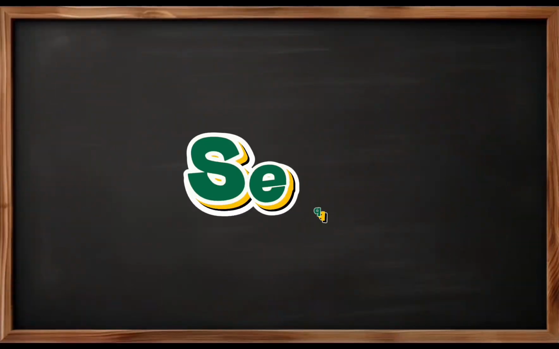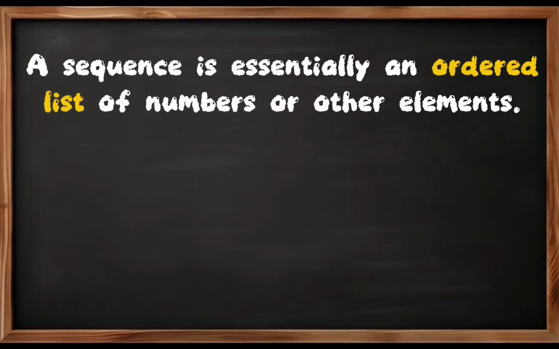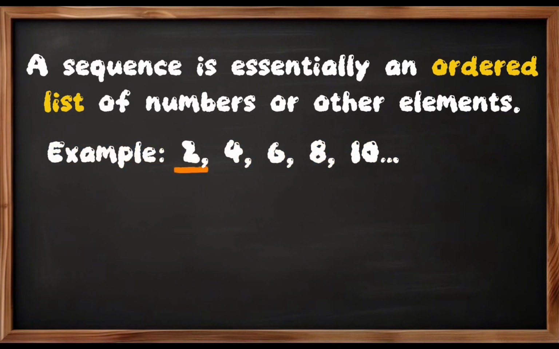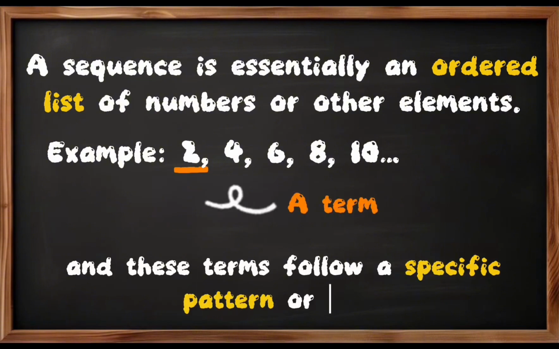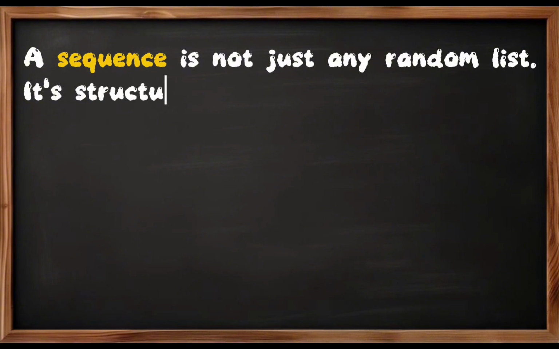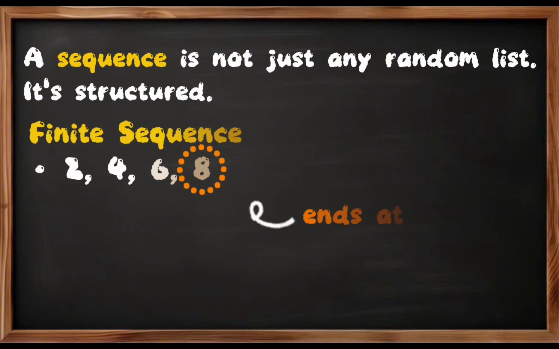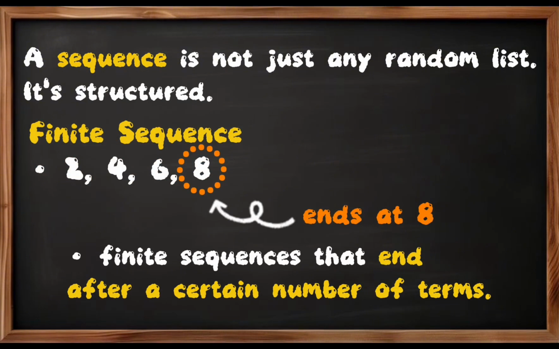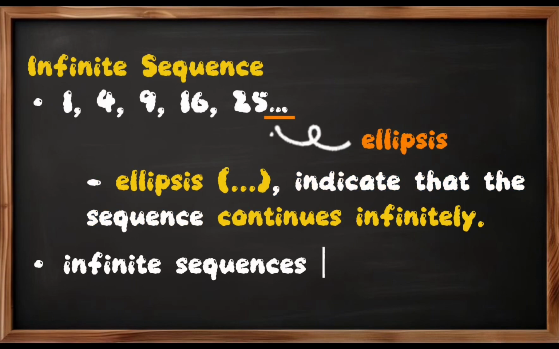Alright, let's dive into sequences. A sequence is essentially an ordered list of numbers or other elements. Each item in a sequence is called a term, and these terms follow a specific pattern or rule. To expand on that, a sequence is not just any random list, it is structured. You can have finite sequences that end after a certain number of terms, or infinite sequences that go on forever.